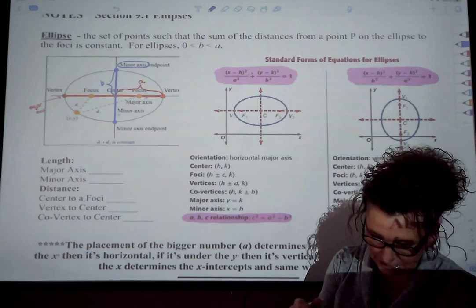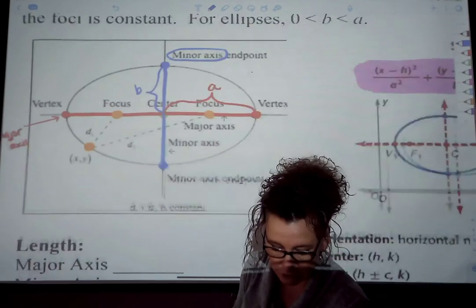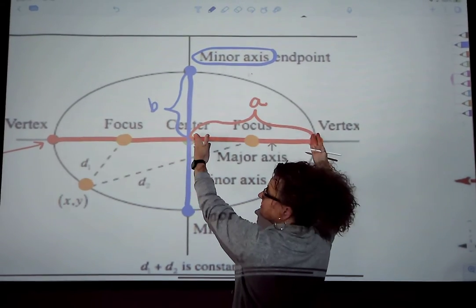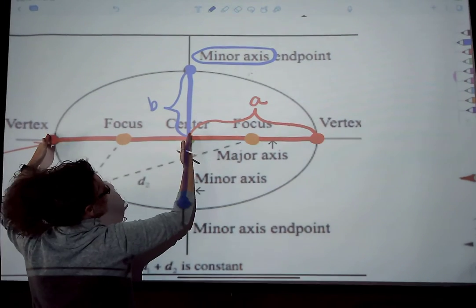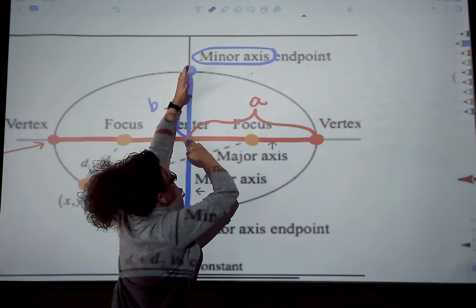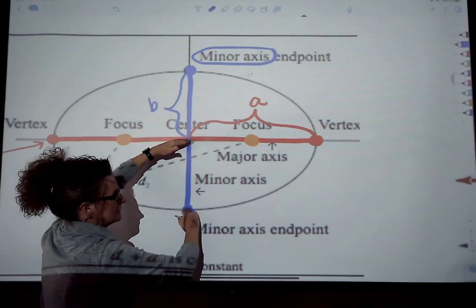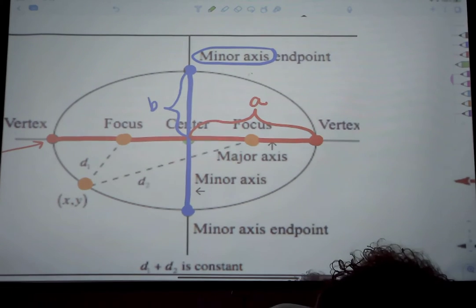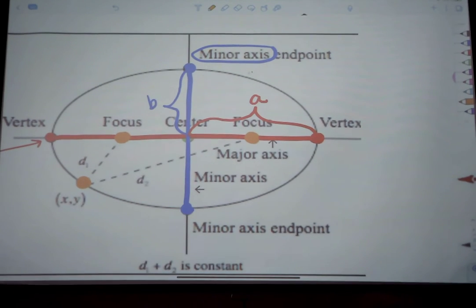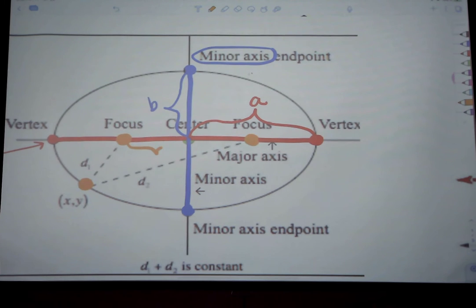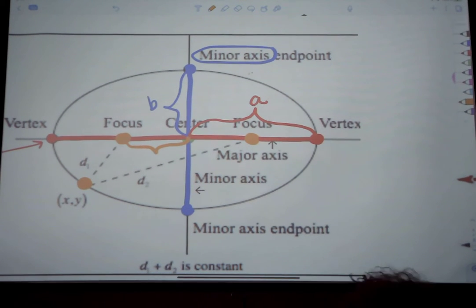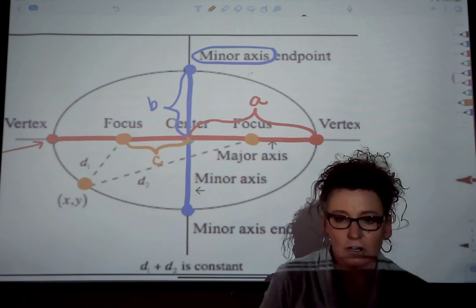So I've told you what A is. I've told you what B is. There's one more distance that we need to talk about. So this is A, thus, this is A, right? This is B, therefore this is B. And one more distance that I need to throw at you is to a focus. So from the center to a focus is called little c.